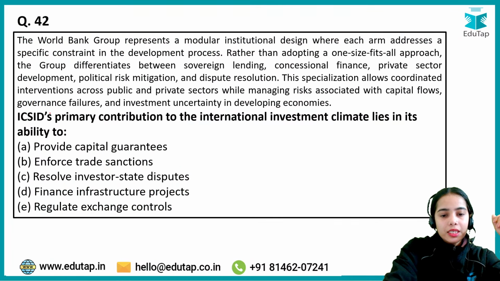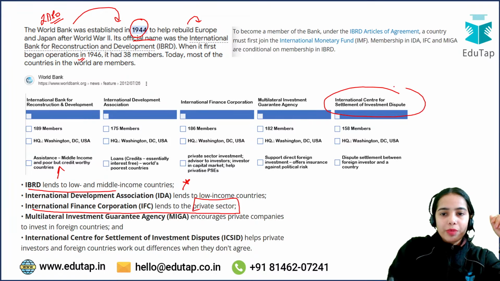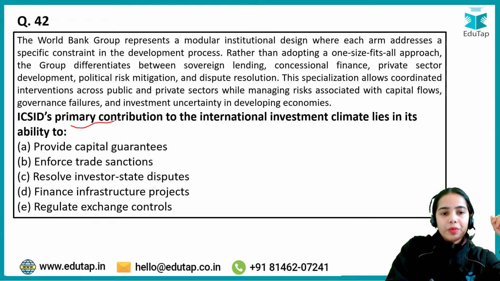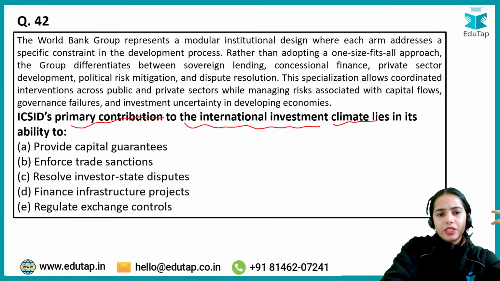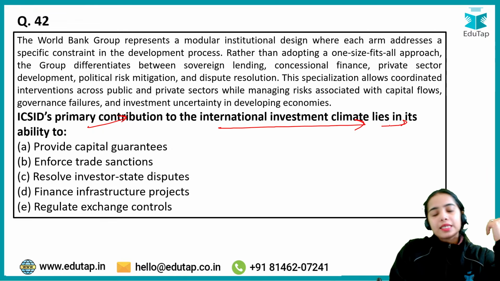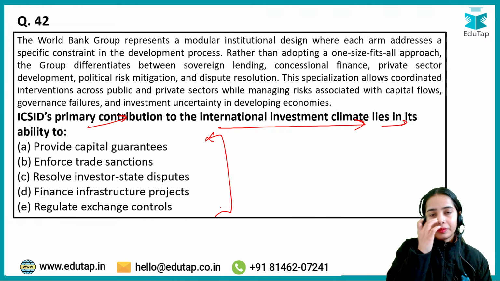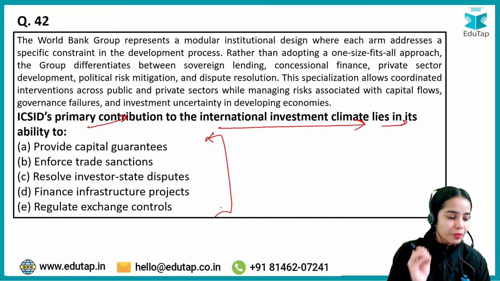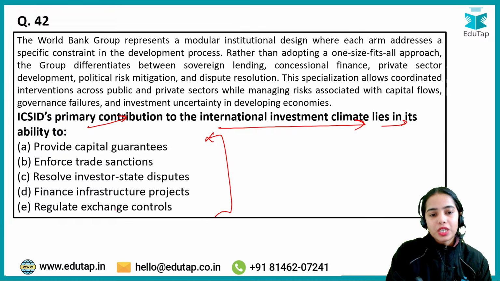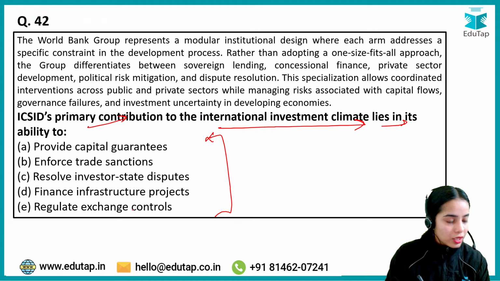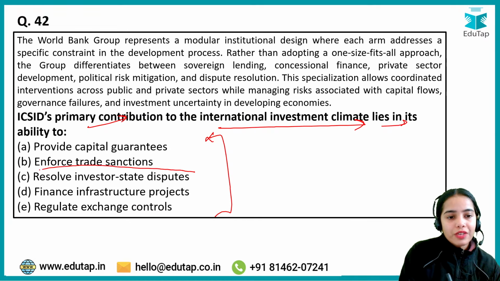Now the ICSID is the International Center for Settlement of Investment Disputes. So ICSID's primary contribution to the international investment climate lies in its ability to which of the following? What is the basic function of the ICSID that you have to tell? It provides capital guarantees, it enforces trade sanctions, it resolves investor-state disputes, finances infrastructure projects, it regulates exchange controls. Yes, very good. It resolves the investor-state disputes.